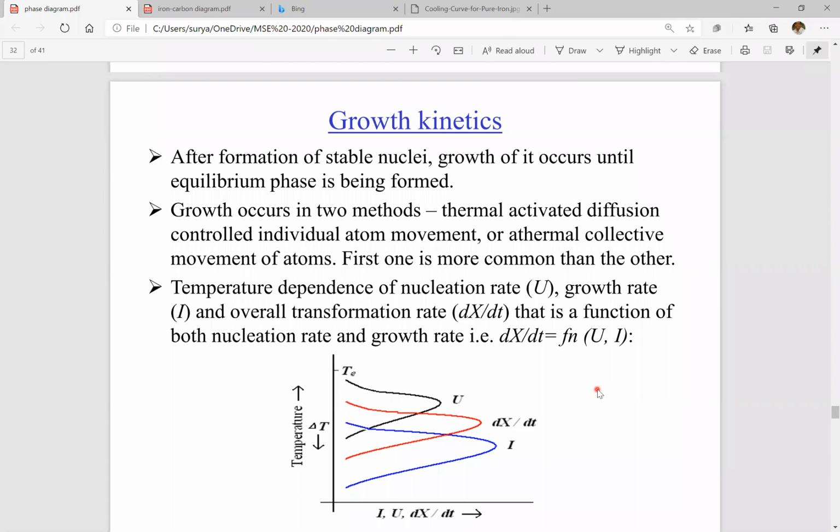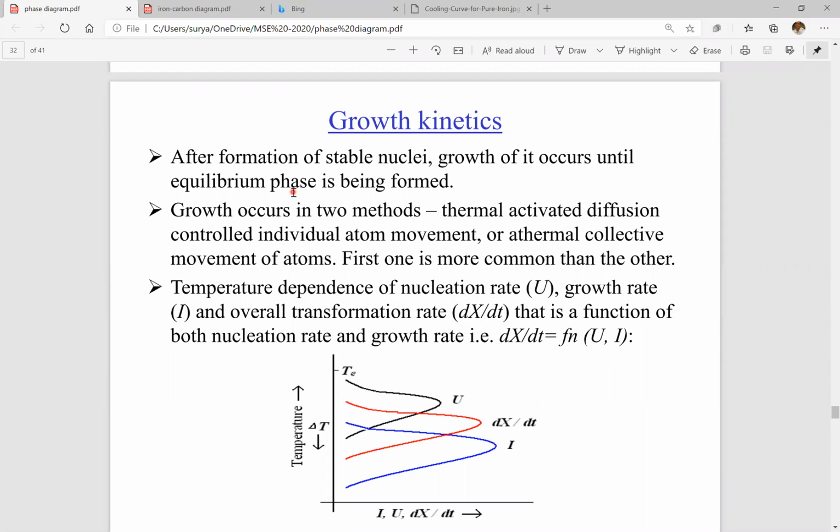After the formation of stable nuclei, growth occurs until the equilibrium phase is formed. Up to what size will the particles grow? Up to the point where the equilibrium phase is formed. So when you are passing from a liquid to a solid phase, the particles will grow until all the liquid has formed into solid phase. That equilibrium phase will grow until it occurs.